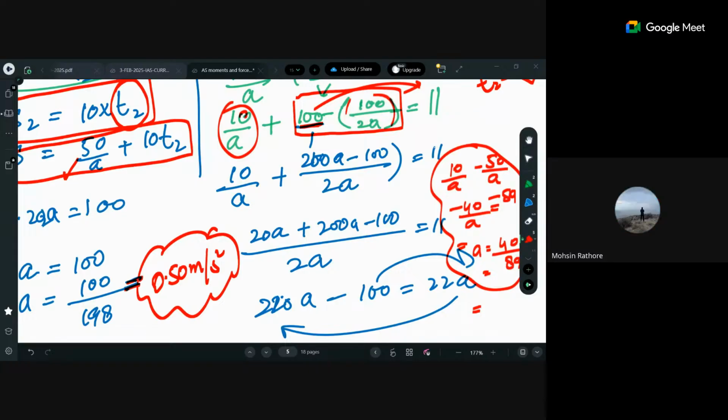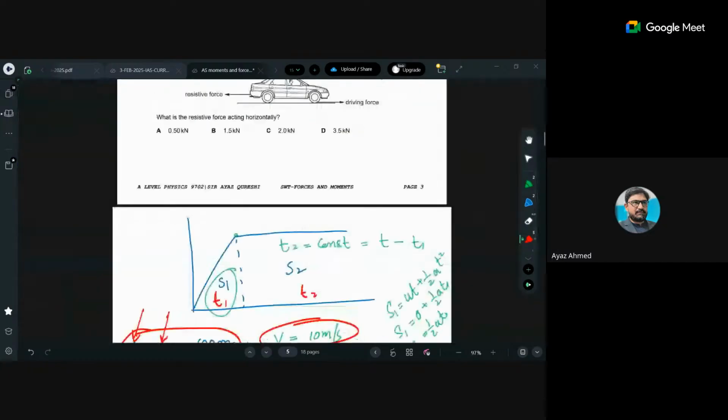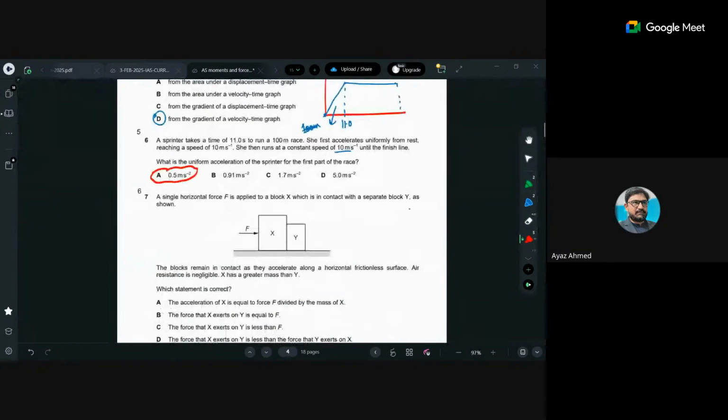0.449, sir. Okay, so almost 0.449 is not in the given answers. So it would be 0.5 meter per second, the closest answer, right? Yes, sir. Okay. So any confusion in that one? No sir, I understood.